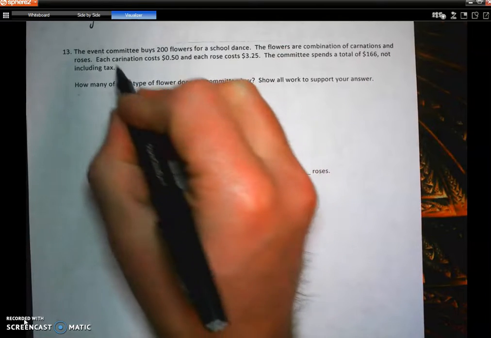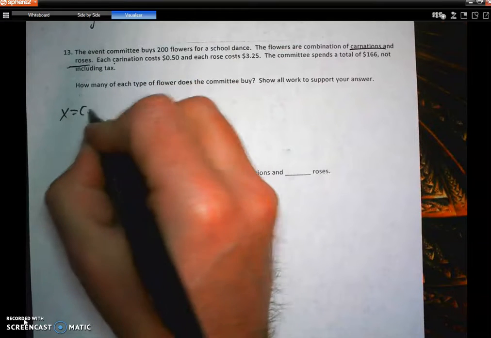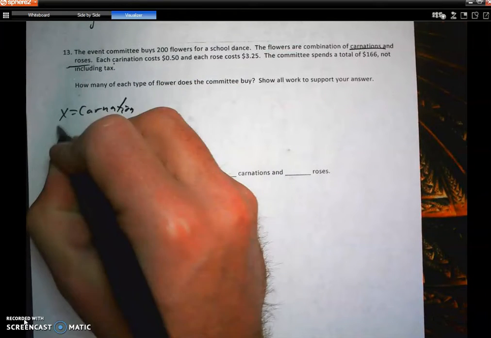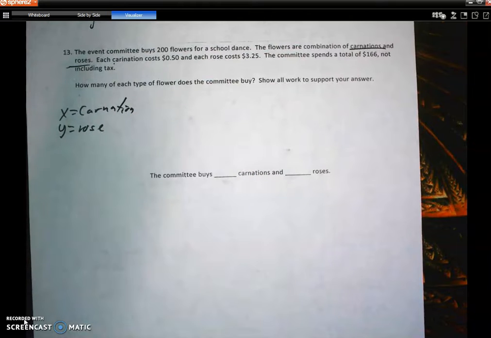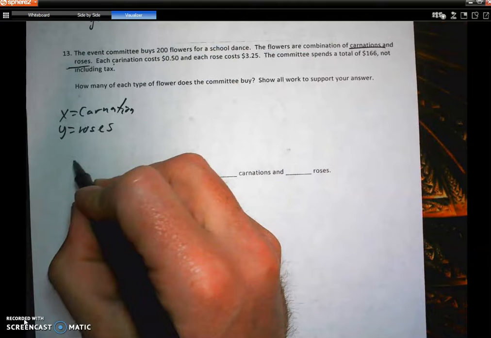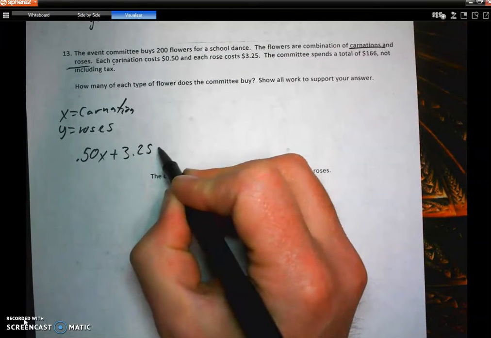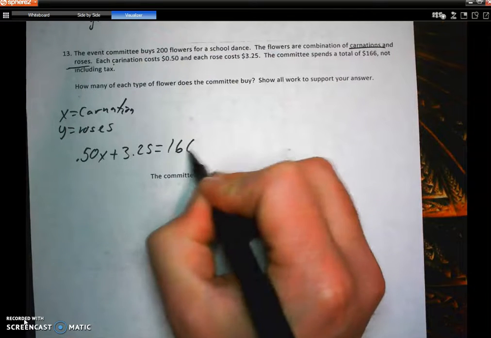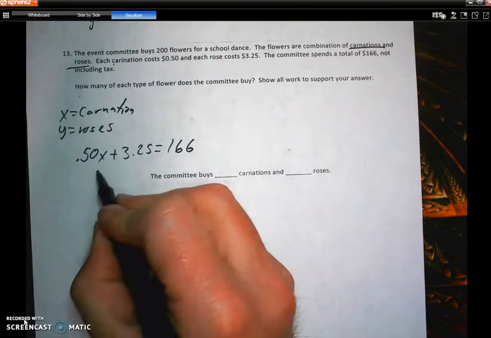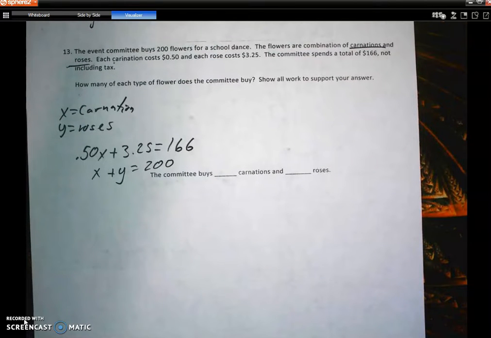So this is a big problem, and I'm going to set it up. I've got two flowers, roses and carnations, right? I'm going to say x is the carnations and y is the roses. So the carnations are 50 cents. So 0.50x for the carnations plus 3.25y for the roses is going to equal $166. And all of the roses and all of the carnations total 200 flowers. Now I'm going to pause this for time. I'm going to solve it and show you the answer.